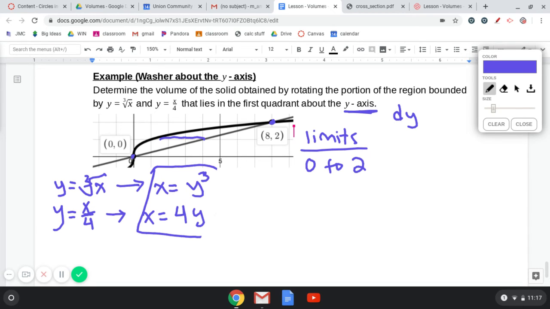So I find it easy to physically tilt my computer or my screen or my paper to figure out, as I rotate this, which equation is the top radius. Which of these functions is our top value function? And if you can see it, it is this one right here, which is our 4y. So that means this guy is our outer radius, and this y cubed is our inner radius.